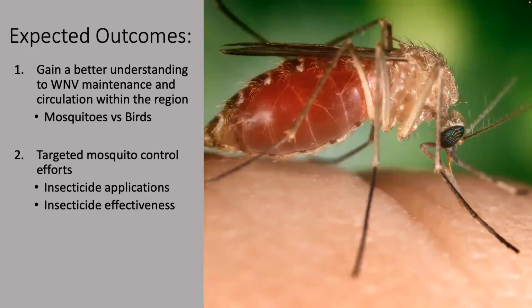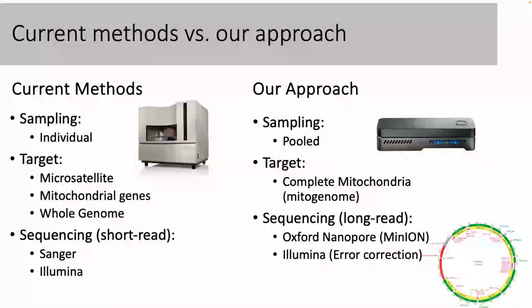So how are mosquitoes contributing to the circulation of West Nile virus, and how are birds contributing to the circulation of West Nile virus? So comparing the two. And then hopefully we can inform targeted mosquito control efforts.